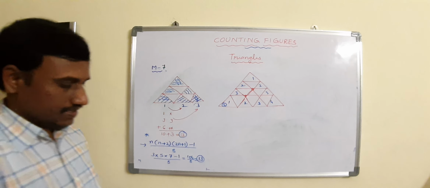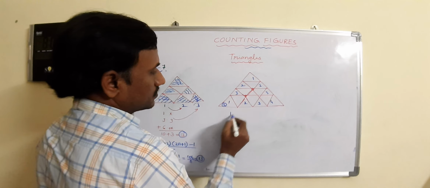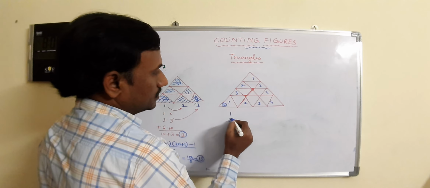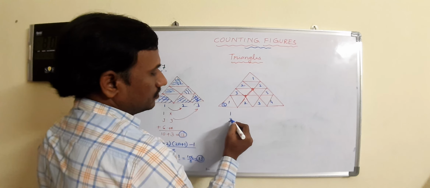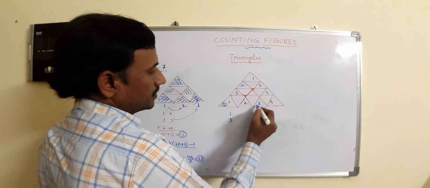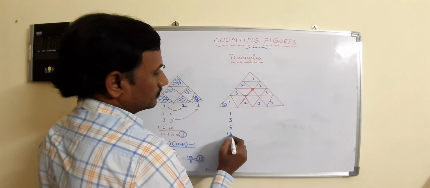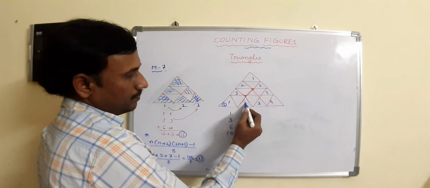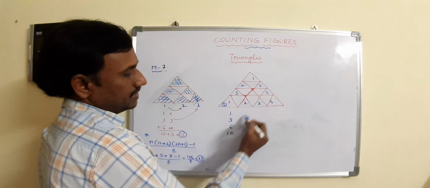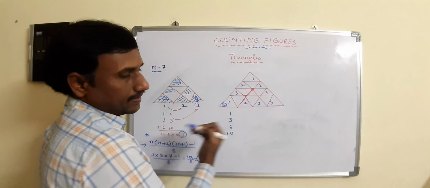Then what is the logic? First take 1, then 1 plus 2 is 3. Next, this 3 plus the next number: 3 plus 3 is 6. 6 plus 4 is 10. Listen once again. First write 1 as it is. 1 plus 2 is 3. This 3 plus 3 is 6. This 6 plus the next number, 4, is 10.